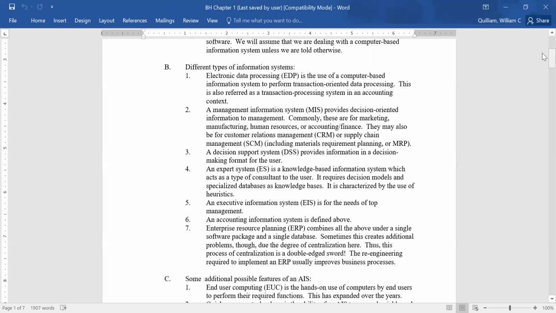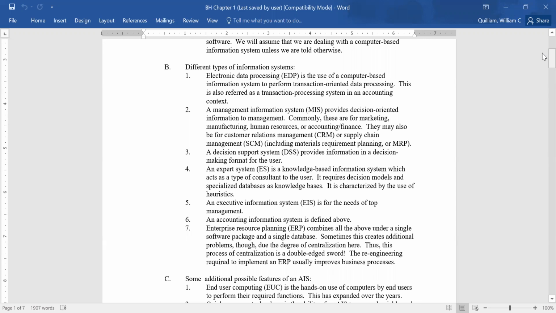So it's quite straightforward. Then if we go up in terms of scale, we could have a management information system, or MIS, and that provides decision-oriented information to management. So it is more sophisticated. And commonly, these are for marketing, manufacturing, human resources, accounting and finance, may also be for customer relations management or supply chain management, including materials requirements planning, or MRP, where we're deciding when to buy materials and getting assistance in placing that order with the vendor.